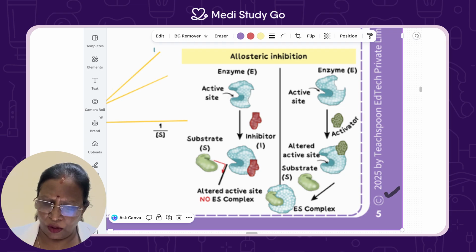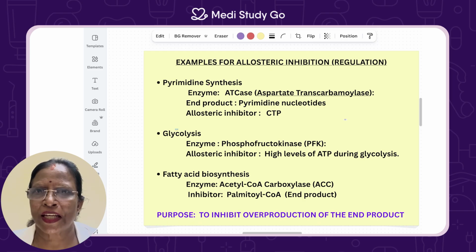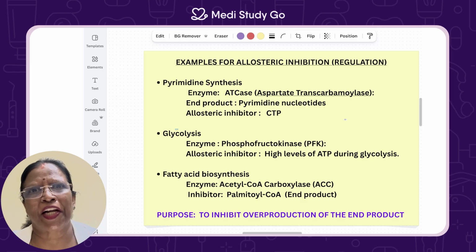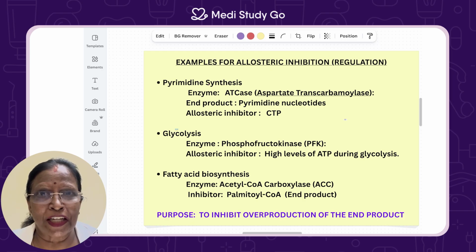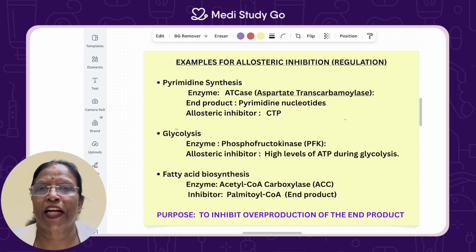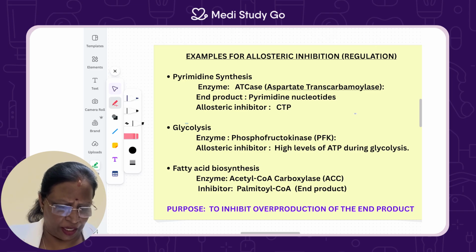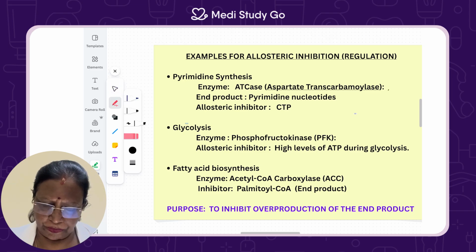The example for allosteric inhibition is in pyrimidine synthesis. There is an enzyme called aspartate transcarbamylase, which is made up of 6 subunits. And the end product of this pyrimidine synthesis is pyrimidine nucleotides. You know the pyrimidine nucleotides, TTP, CTP, and UTP. Whenever the concentration of UTP and CTP increases, it goes and binds to the allosteric site of the enzyme and the activity of the enzyme will decrease.